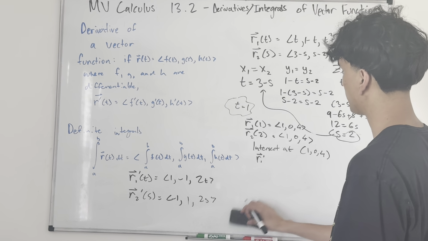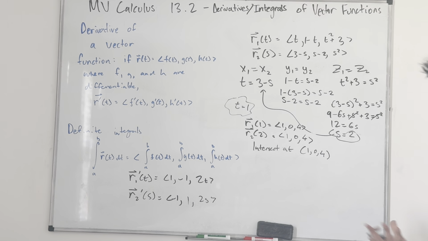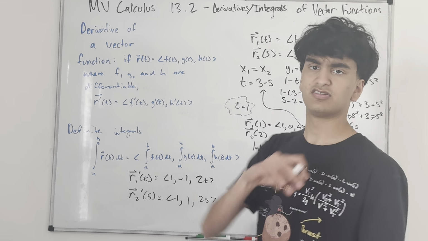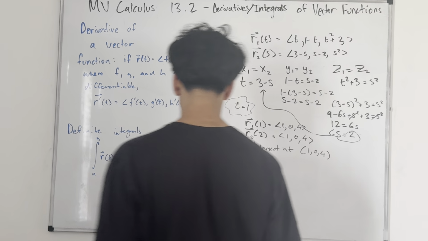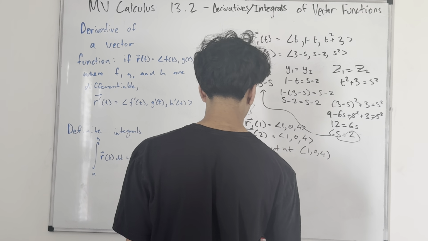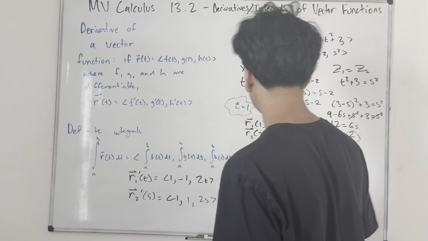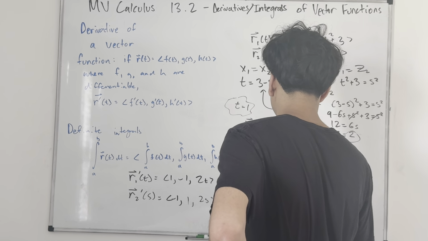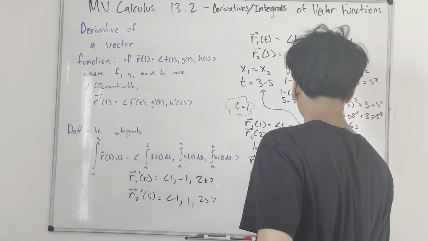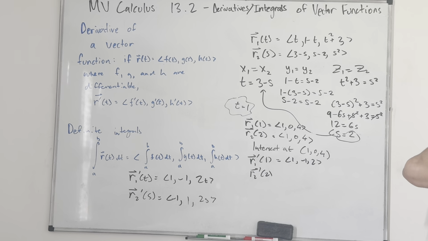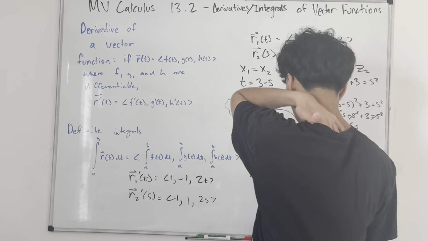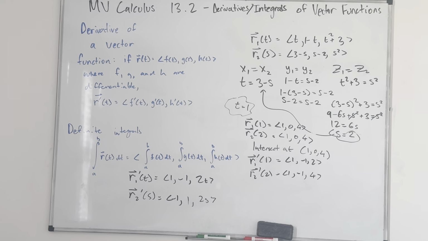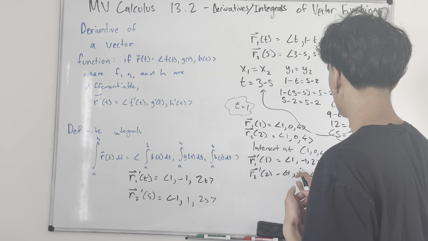And what I can actually do just to make my life a little bit easier is, hey, when I'm computing this, I guess it doesn't actually matter. It's fine. Never mind. Just don't worry about that. So r prime of 1, at t equals 1, is going to equal 1, negative 1, 2. And then r2 prime of 2, because those were the values we calculated where the curves intersect, is going to equal negative 1, 1, and 4.